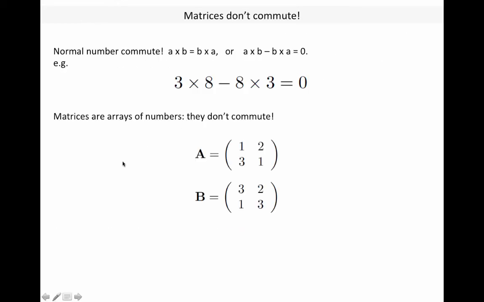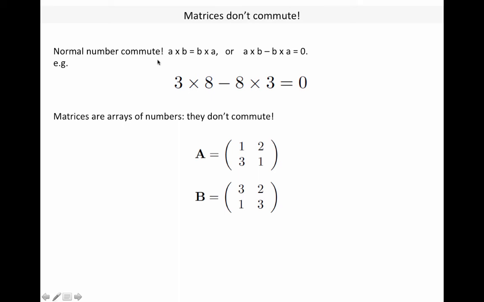Okay, the second thing we need to establish, or at least mention, is that matrices don't commute. This will be a very important point that we need to understand this week. So I'm just going to refresh you on what that means, and if you need to brush up a little bit on matrix algebra, matrix multiplication, there are some links in this week's material that you can use to do that. So what does commute mean?